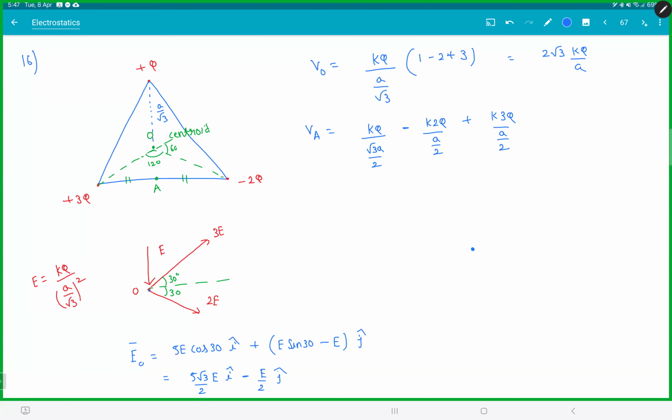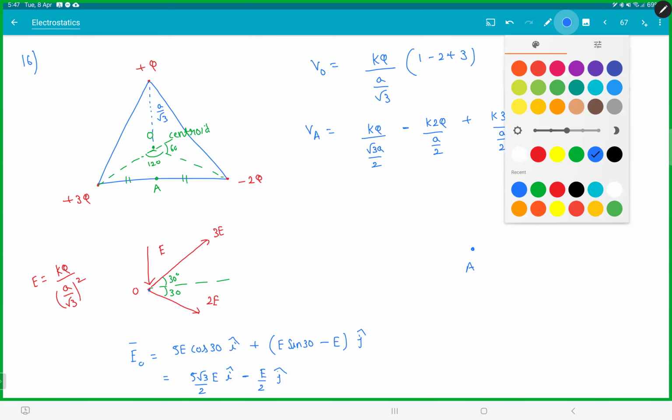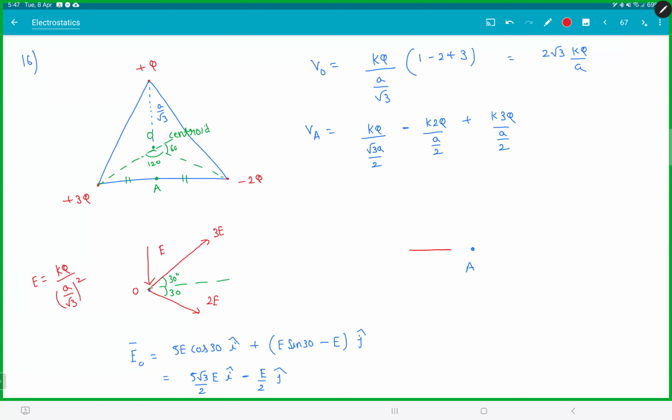Then if I do this for A, so this 3Q is pushing this way. Now here I have to write the equation. So this is K 3Q by A by 2 whole square. 2Q is also attracting here. So this will be K 2Q by A by 2 whole square. And that one is pushing down. So that is KQ by total height root 3 A by 2 whole square. There, you got it. I cap, j cap, finish it off.